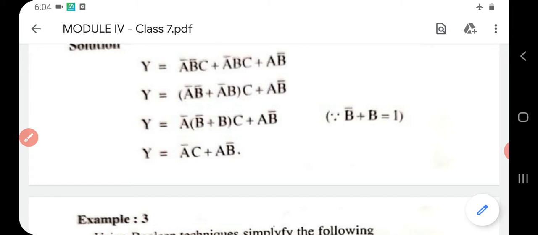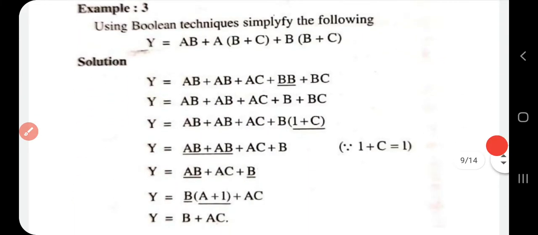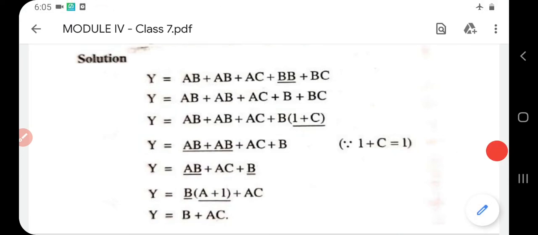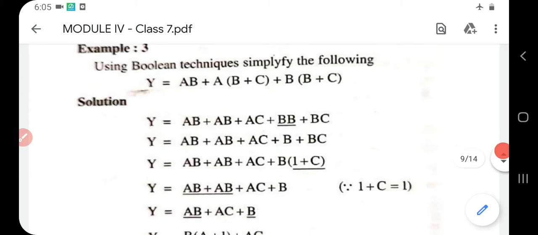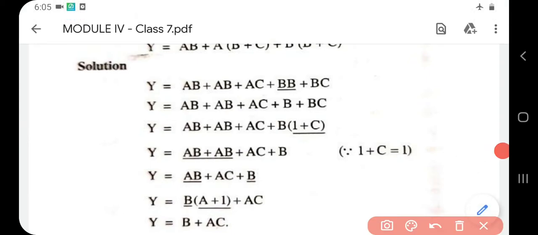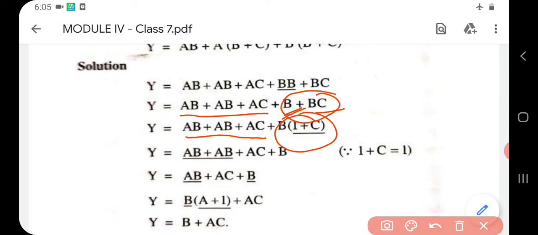Okay. Now another one. See this, you are actually expanding: AB plus AB plus AC plus BB plus BC. Now here you have to simplify step by step. Here B dot B, what is it? It is B itself. The rest is kept as such. Then this is all the same. Here B is common, so you take it outside. Then from here AB plus AB is written as such. Then AC is written as such. 1 plus C is actually 1. So this will reduce to B.